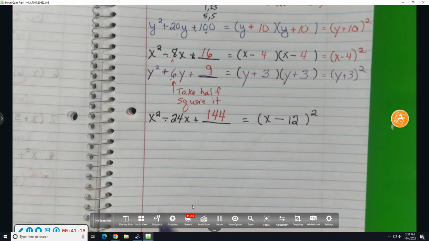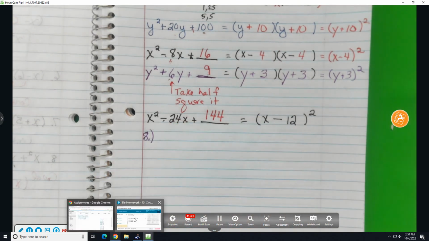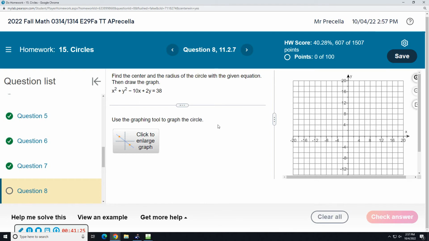Let's just get started. Let me write down number 8. x squared plus y squared minus 10x plus 2y equals 38. Now we're going to be adding numbers to the left side with x, and we're going to have to add a number to the left side with y. But this is an equation.